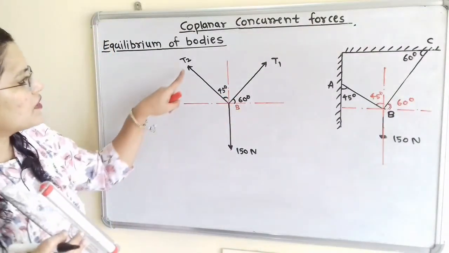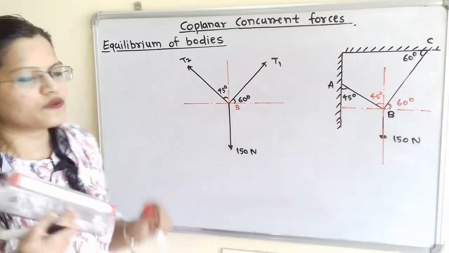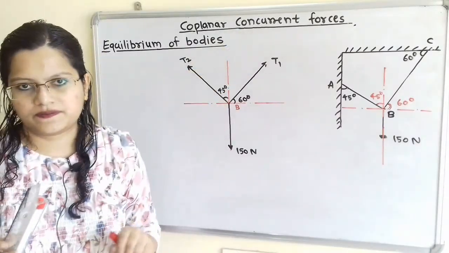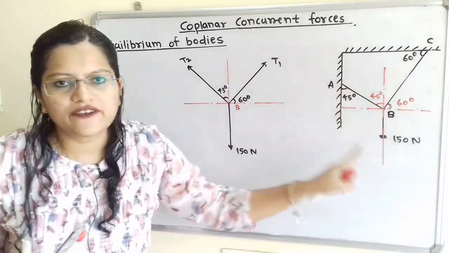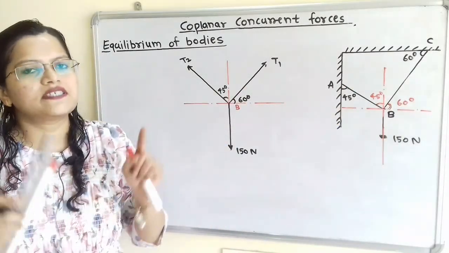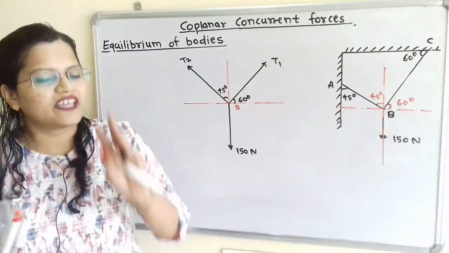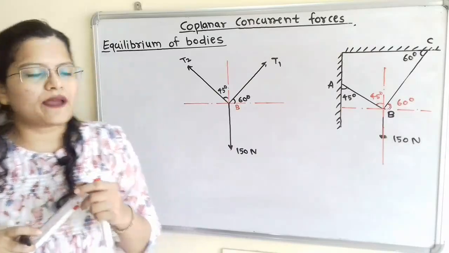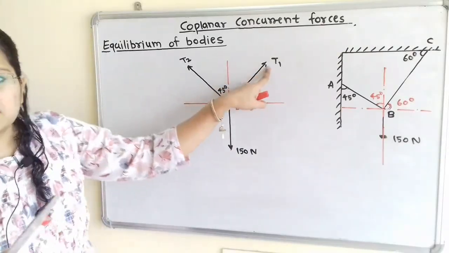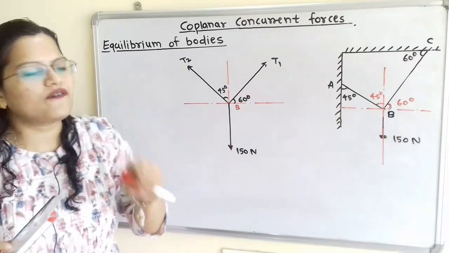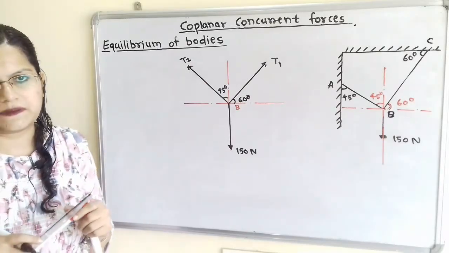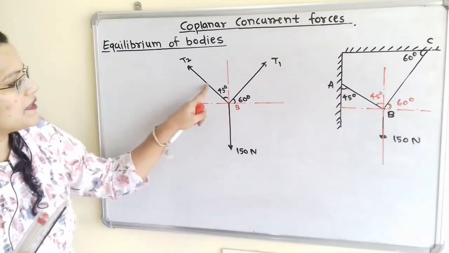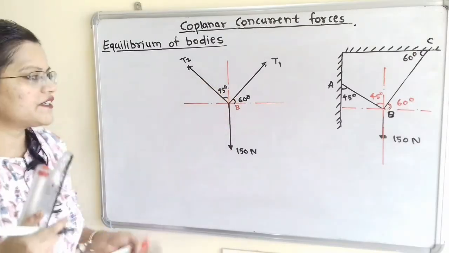Now if we observe, these three forces pass through the same point B, that means these are concurrent forces. The system is in equilibrium. So when the system is in equilibrium under three forces, then we can apply Lami's theorem. According to Lami's theorem, each force is proportional to the sine of the angle between the other two forces. Now we will find all the angles in between these three forces.